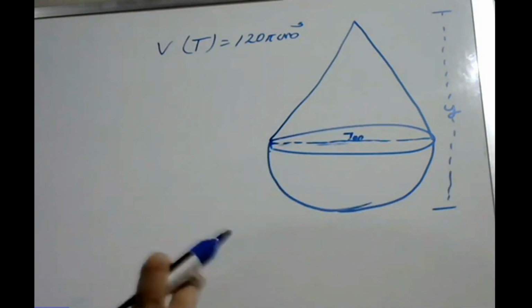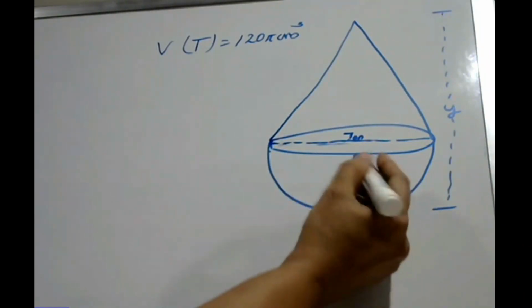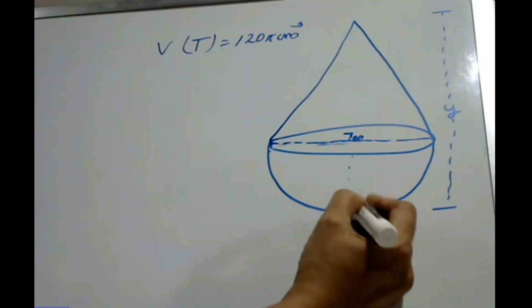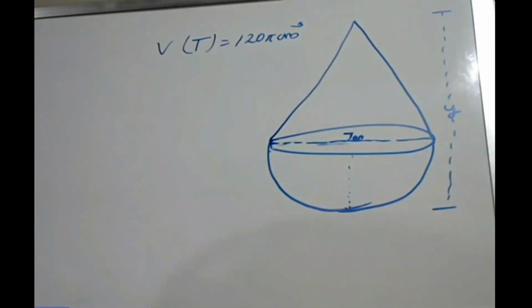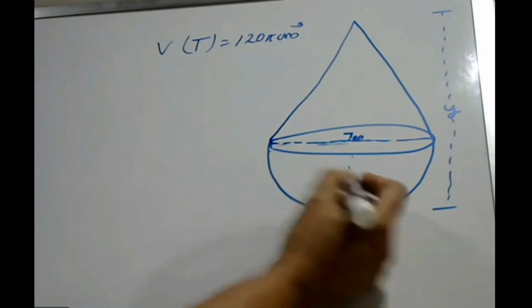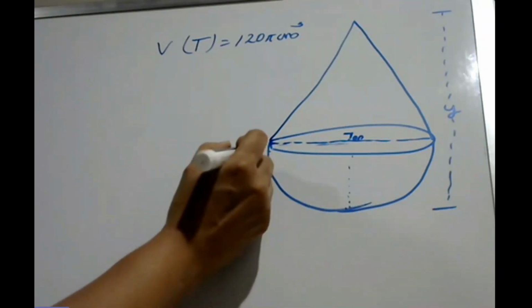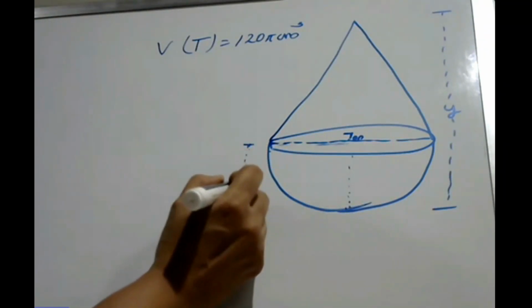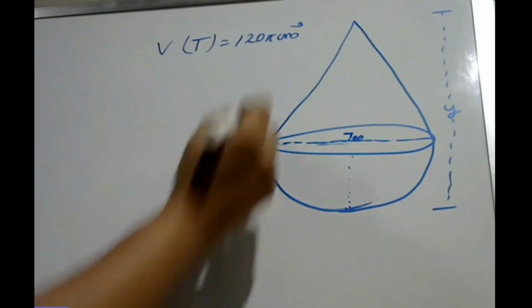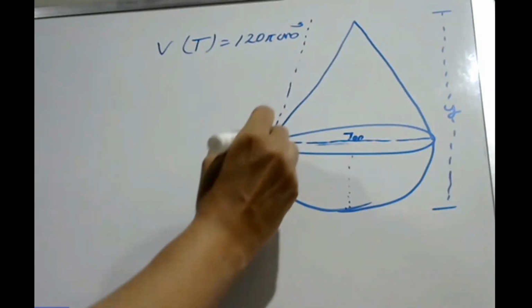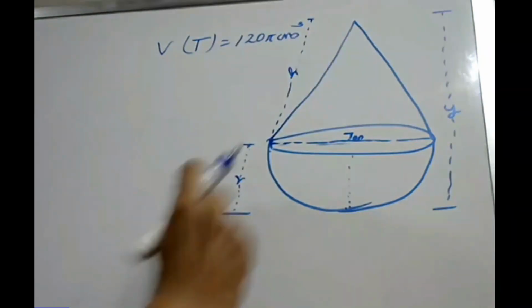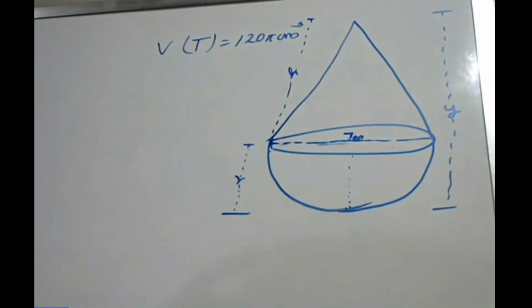How can I get the height y? If I can get the radius of this, that plus the height of the cone gives you the height of the total solid. Suppose I take the radius of this hemisphere as r, and the height of the cone as h. So y is equal to r plus h.